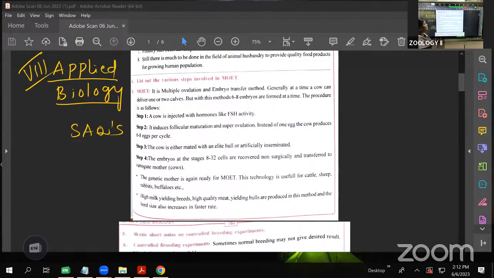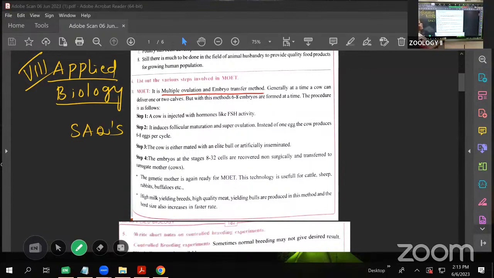The SAQs we are going to discuss: first one is MOET. List out the various steps in the MOET, multiple ovulation and embryo transfer. What is the full form of MOET? Multiple ovulation and embryo transfer method is called MOET.